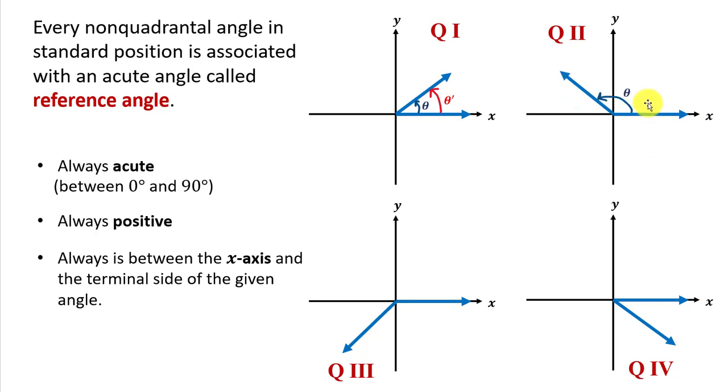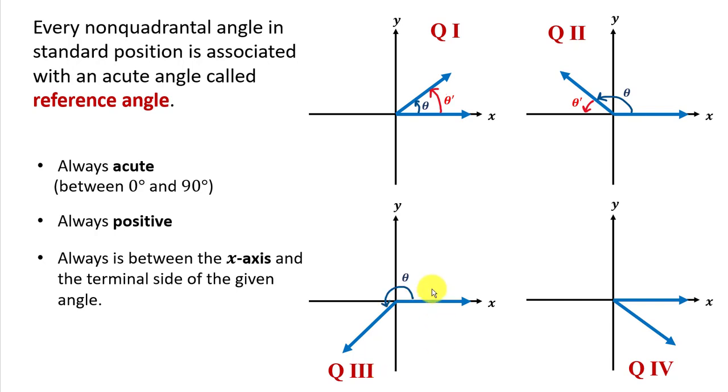So here's the original angle theta. Now where is the reference angle theta prime in this case? Okay, so if this is the terminal side of the given angle, and this is the x-axis, and the reference angle has to be between 0 and 90, then it must be this angle here. Let's try it again, but now for the angle that terminates in quadrant 3.